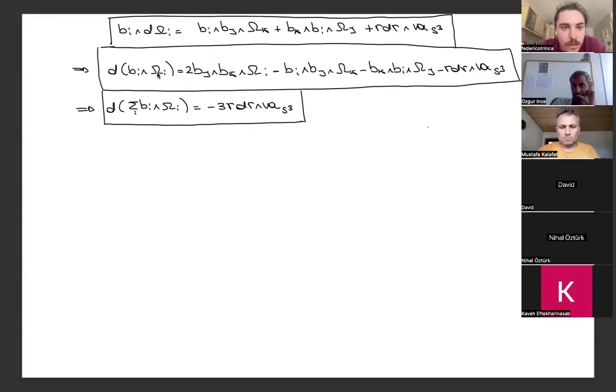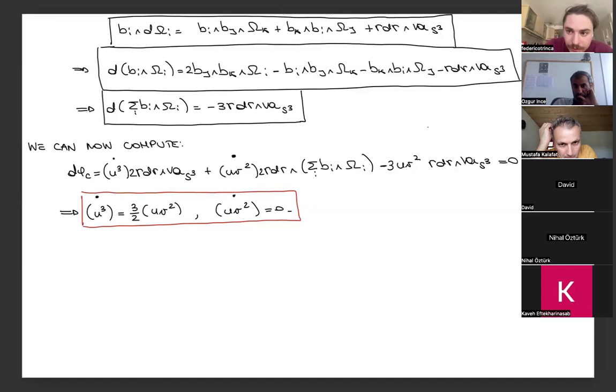And you can check now that the first term cancels out with the second and the third one if we take the sum over all the possible i's, and the only remaining term is the last one with a factor of 3. So to just sum up, if we take the derivative of my phi c, then I have to take the derivative in r of u cube, and the term will come with a derivative of 2r dr wedge the volume of a sphere.